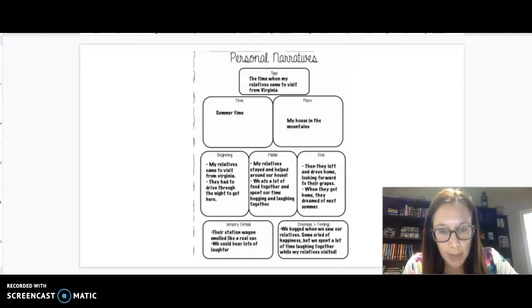The details at the bottom. Their station wagon smelled like a real car. We could hear lots of laughter. So those are the 5 different senses. You want to think of sensory details. Things that you see, hear, smell, and taste. And then emotions and feelings.